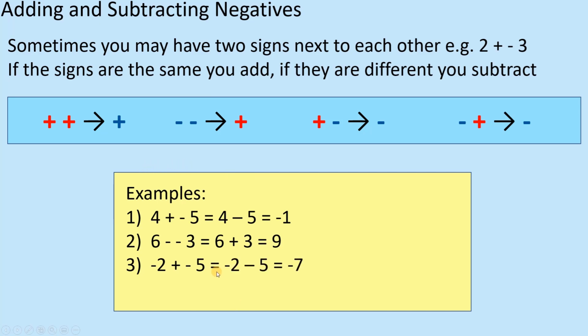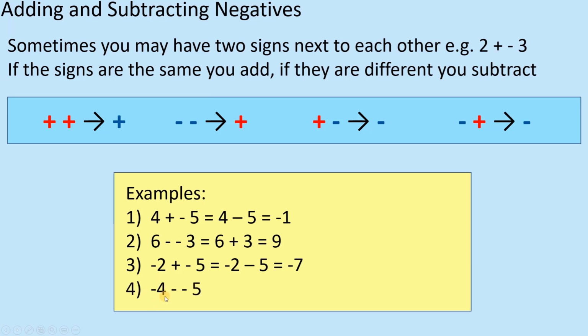I want you to think about that very carefully, because I think some people think that it's going to make a difference. It's not. -2 is where I start, and I'm going to go down another 5. So it's going to take my temperature, if you like, down to -7. Start at -2, it drops by another 5, it's going to go down to -7.